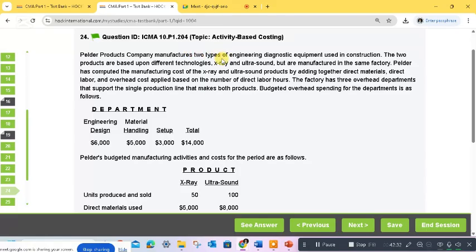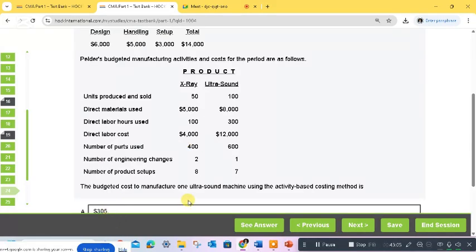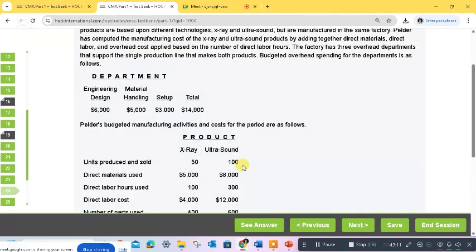Felder Products Company manufactures two types of engineering diagnostic equipment used in construction. The two products are based upon different technologies, X-ray and ultrasound, but are manufactured in the same factory. Felder has computed the manufacturing cost of X-ray and ultrasound products by adding together materials, labor, and overhead cost applied based on a number of direct labor hours. The factory has 3 overhead departments that support the single production line that makes both products. Budgeted overhead spending for the department is as follows. What's the requirement? Using ABC, they are asking budgeted cost to manufacture one ultrasound machine.